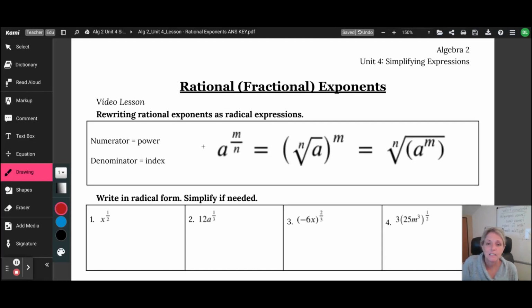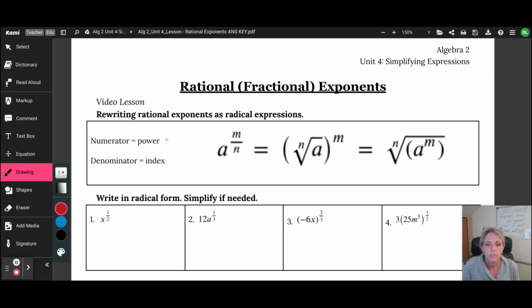Hey guys, in this lesson, we're going to look at rational exponents. And remember, rational just means they're in fraction form. So we have to be able to convert between exponents and radicals. And so the thing to remember is what to do with that fraction.